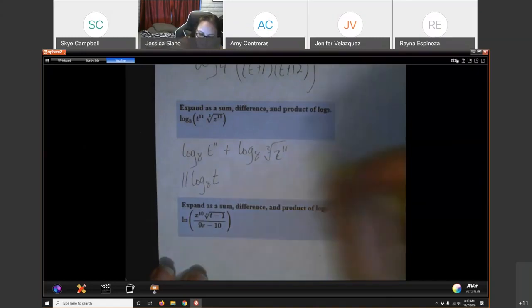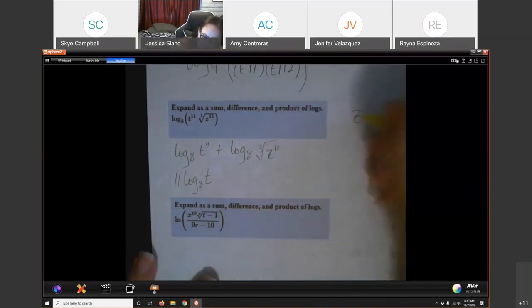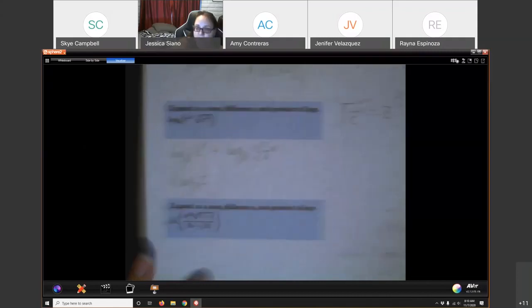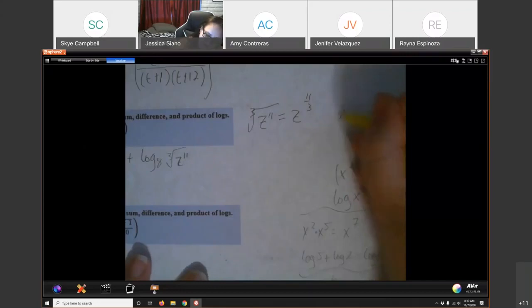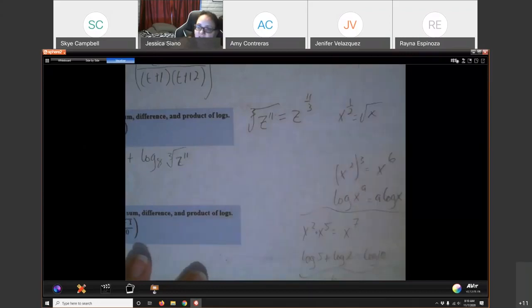Now for this one, a quick note that the cube root of z to the 11 is the same as z to the 11/3, where the index on this root is what goes in the denominator and the exponent goes in the numerator. So an extra side note that if you had something to the 1/2, that's the same as the square root of that thing, because the index on a square root is 2 and the exponent when we don't write it is 1. Okay, keep that in mind.